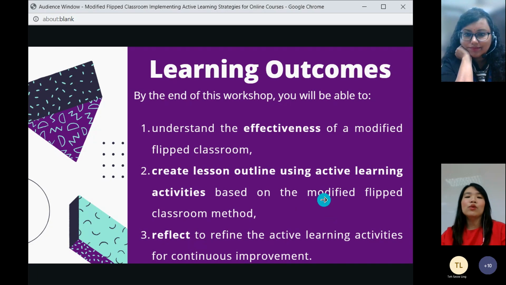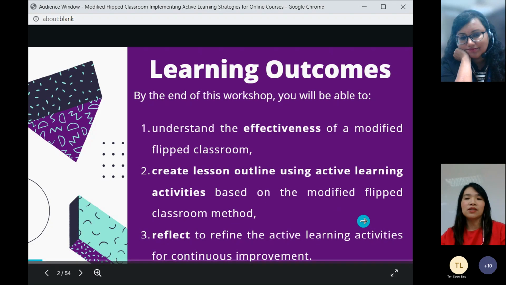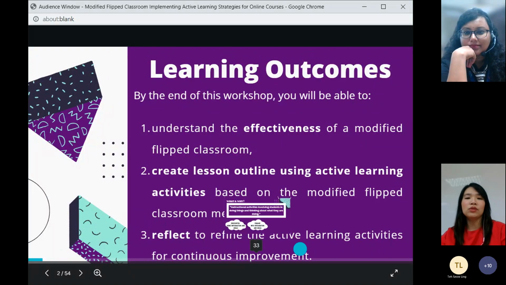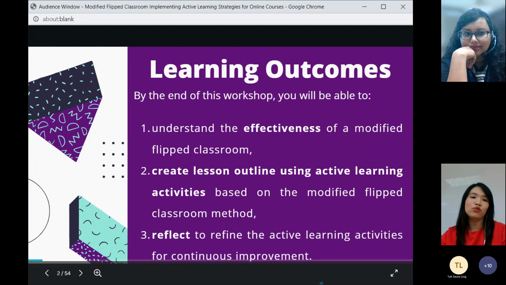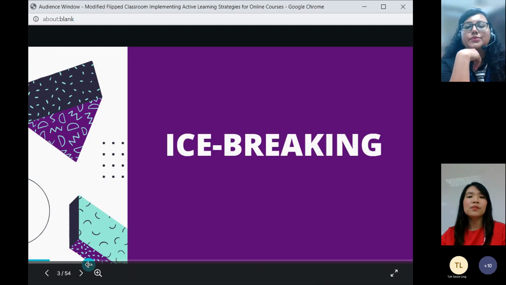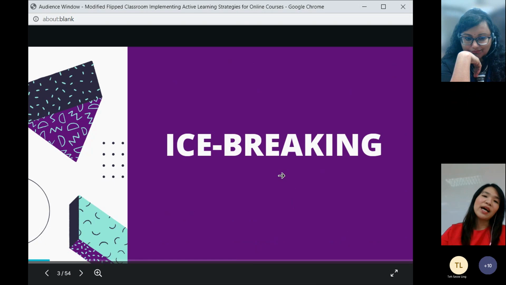And third, we will reflect on your lesson plan and try to see whether there are some improvements that can be done. So we will look at each other's lesson plan later on, and we will try to give feedback so that we all can improve together. So we will begin with ice breaking first.